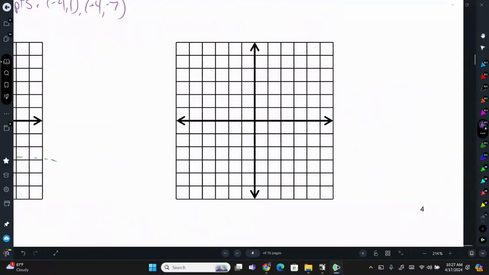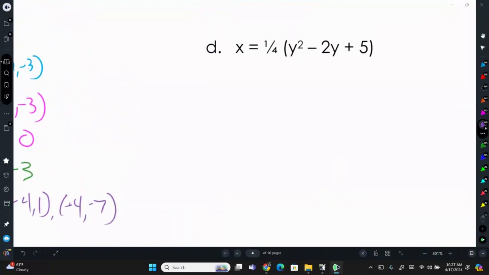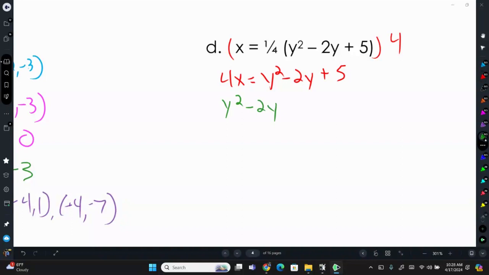All right, now the last graph here, we have a fraction in front of the right side. So the very first thing I'm going to do is multiply everything by 4 to get rid of the fraction. So it's going to be 4x equals y squared minus 2y plus 5. All right, so now I need to get the y's alone. So we'll subtract 5 from both sides. And I'm going to rewrite this as y squared minus 2y equals 4x minus 5.